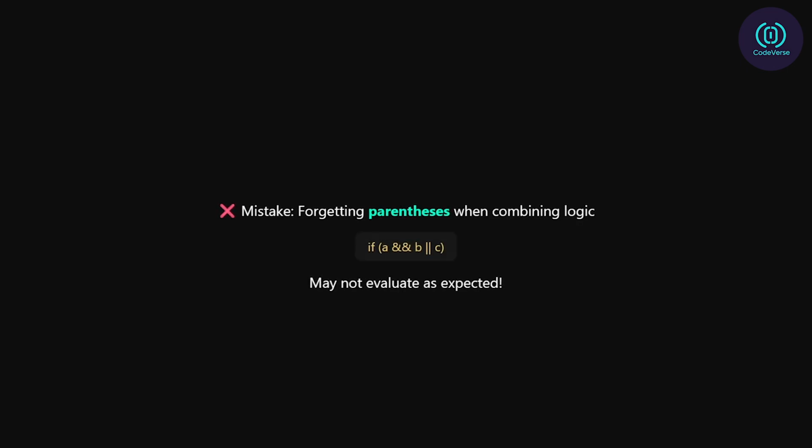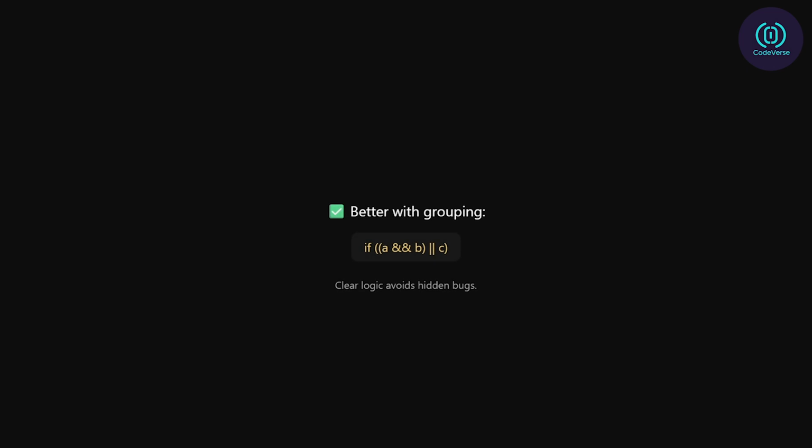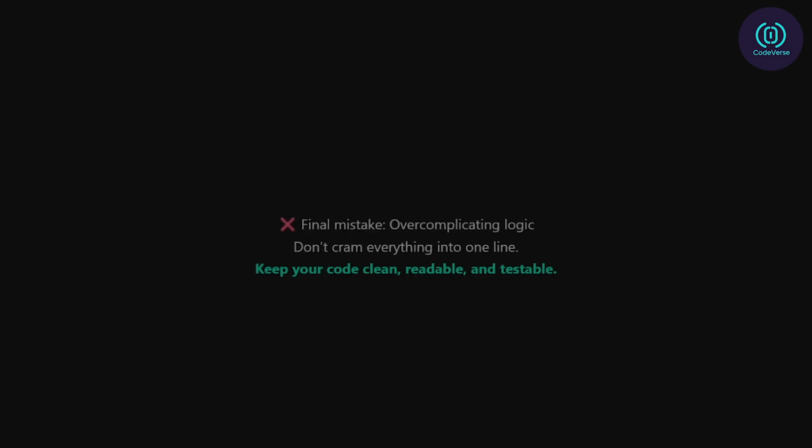Another frequent mistake is forgetting to use parentheses when combining multiple logical conditions. Without proper grouping, C++ might evaluate them in an unexpected order. Finally, avoid writing overly complex logic in a single line. Keep your conditions clean, readable, and testable, because clean code is always smart code.